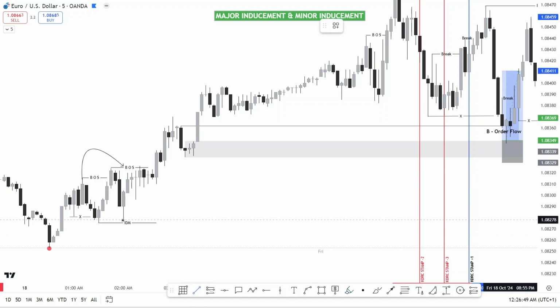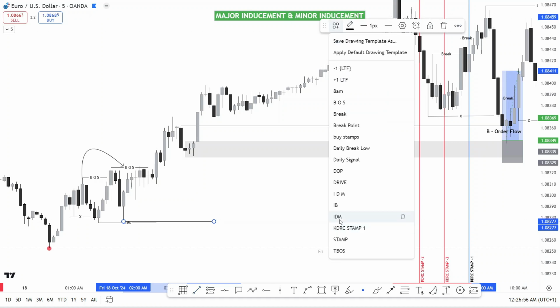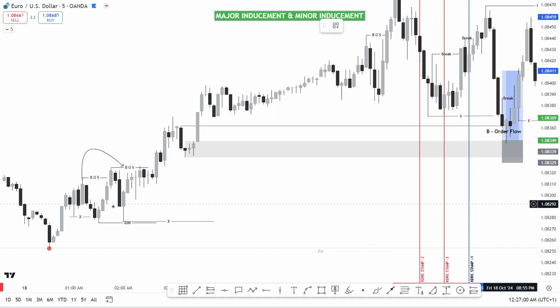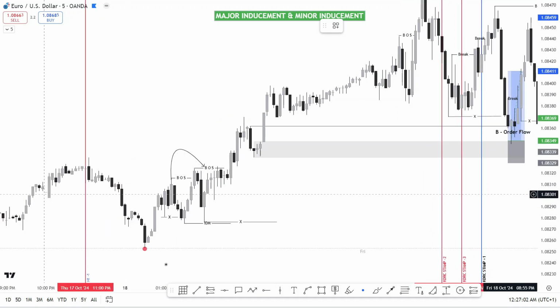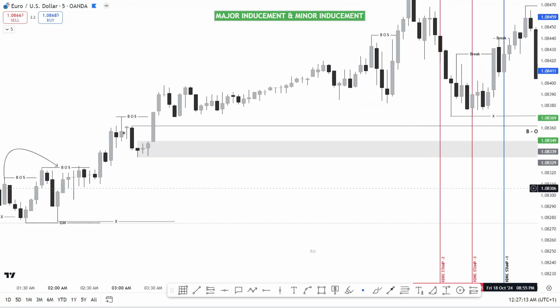So where is our inducement? This becomes our one here, right? Don't complicate things. This becomes what? Our inducement. Okay, so what happened? Price never came for the inducement, and we now have another break of market structure. Where is it? We have this as a break of market. So immediately we have this as a break of structure.